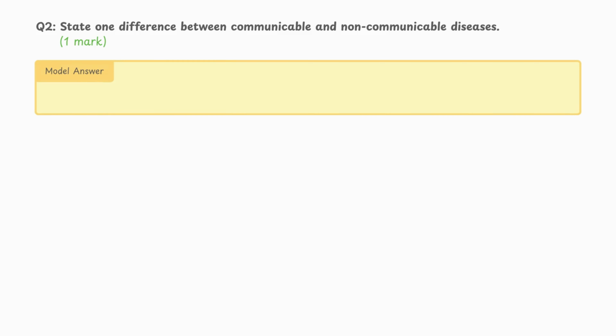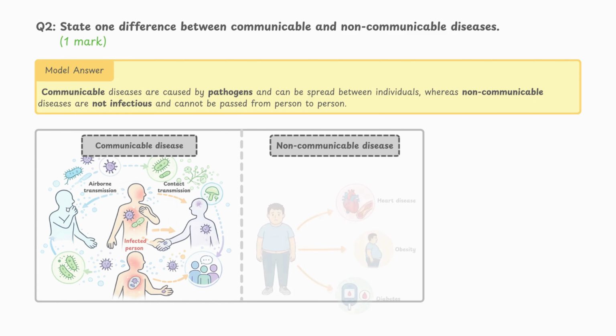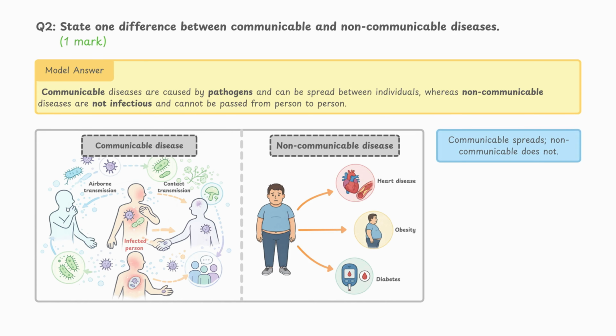Question number 2. State one difference between communicable and non-communicable diseases. Communicable diseases are caused by pathogens and can spread from one person to another, whereas non-communicable diseases are not infectious and cannot be passed between individuals.